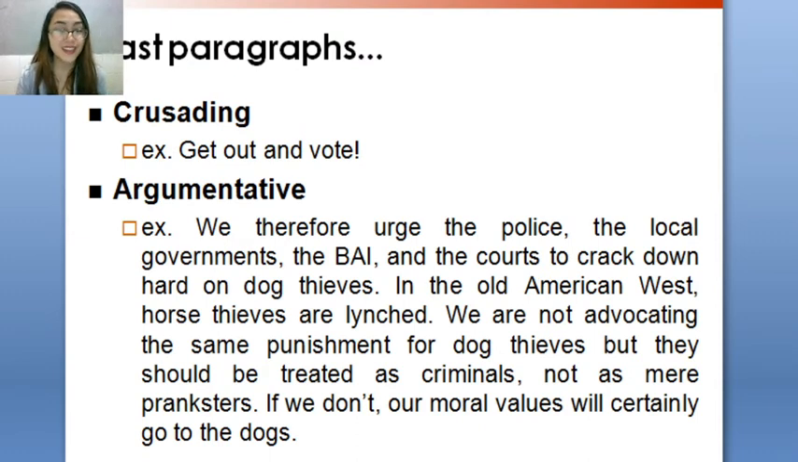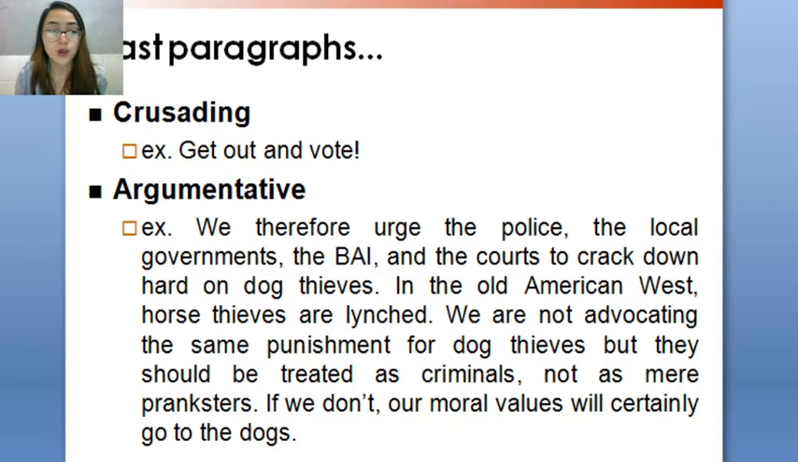Or crusading, kailangan vote. Argumentative: we therefore urge the police, the local governments, the BAI, and the courts to crack down hard on dog thieves in the old American West. So, ayan, napaka-argumentative. So, ayan, kaya pag malalaman natin yan mamaya, guys, kung ano man yung mga characters na dapat meron isang editorial writer. So, dito sa pagiging argumentative, there's nothing wrong with that as long as you have evidences sa mga sinasabi nyo.